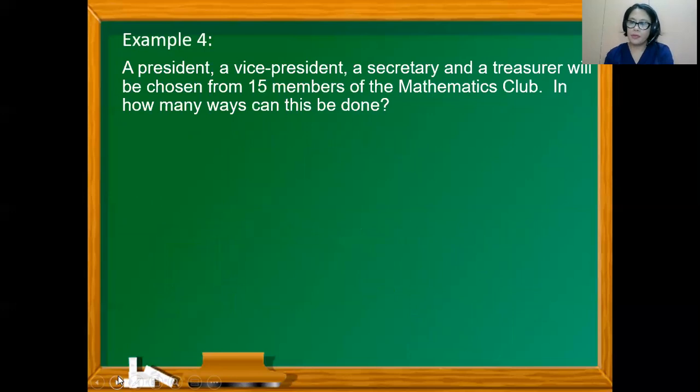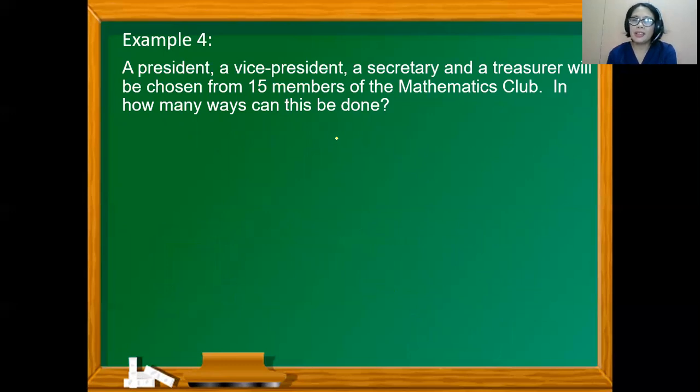Okay, example number 4. A president, a vice president, a secretary, and a treasurer will be chosen from 15 members of the mathematics club. In how many ways can this be done?